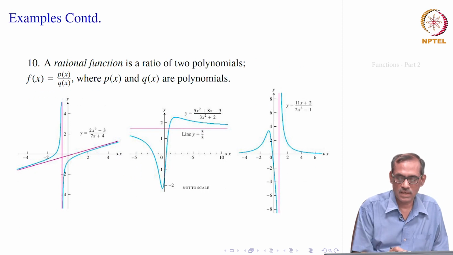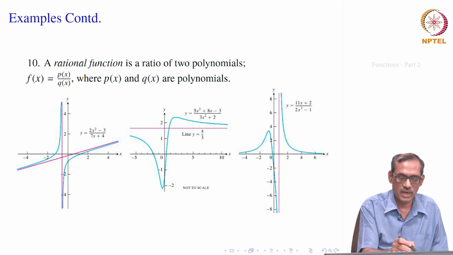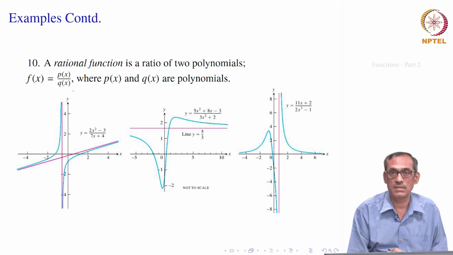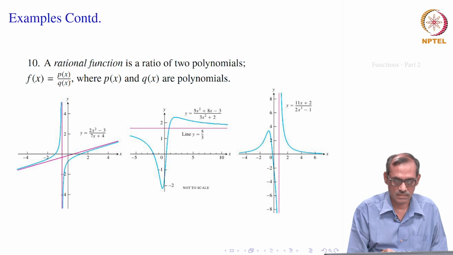Let us see a rational function. A rational function is the ratio of two polynomials. So, here p x is a polynomial, q x is a polynomial. So, we have the function f x equal to p x by q x. Naturally, this rational function will not be defined for all those x where q x equal to 0, because we cannot divide by 0. So, except those points, its domain will be everything else, that is the whole of real numbers minus the zeros of q x. For example, here y equal to 2x square minus 3 divided by 7x plus 4 is not defined for x equal to minus 4 by 7, except that point it is defined everywhere else.